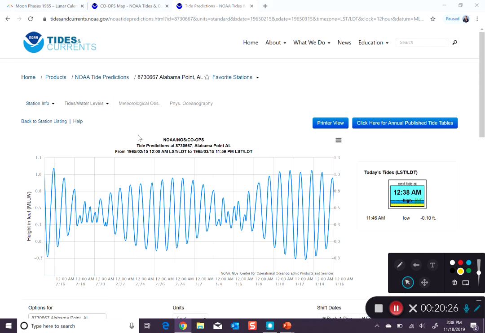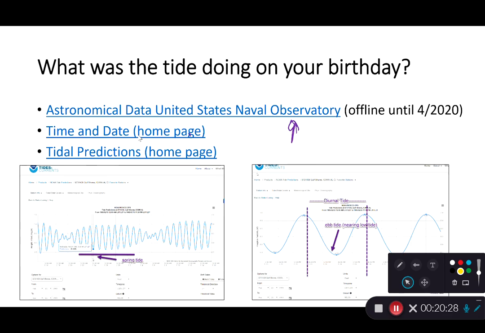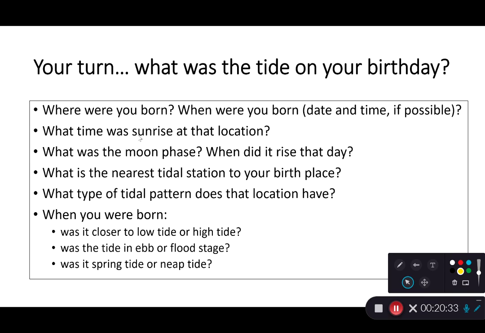Let's go back to the PowerPoint, and you can see the two pieces of data that I brought to you. So your turn. When were you born? Where were you born? What was the sunrise? What was the moon phase? When did it actually rise that day? Answer all these questions and then reply to 2 other people, and let's have a good time.